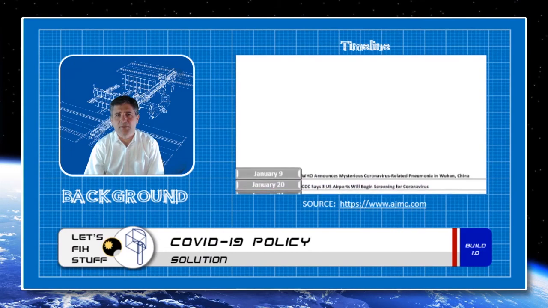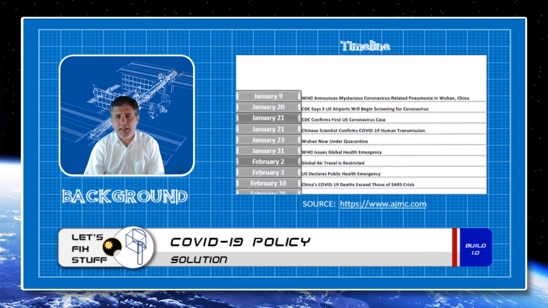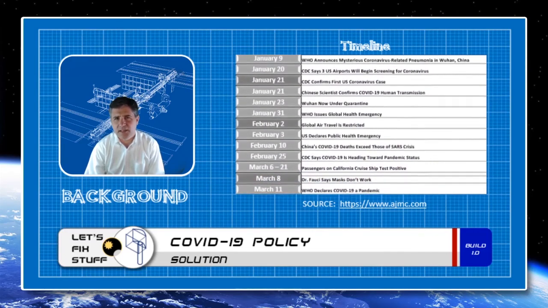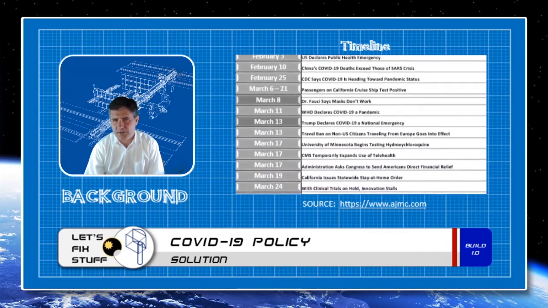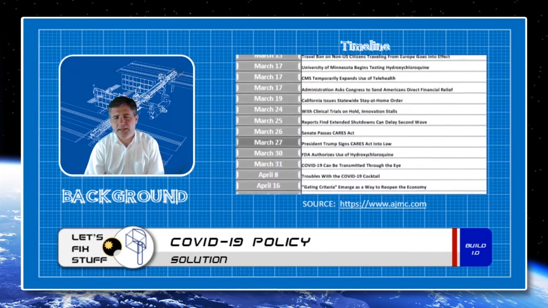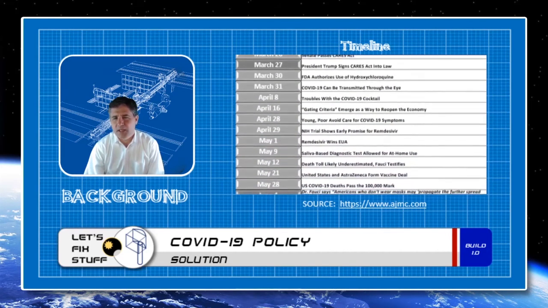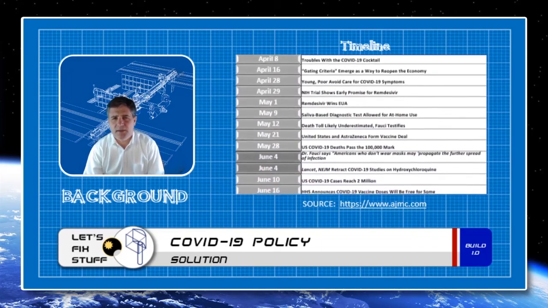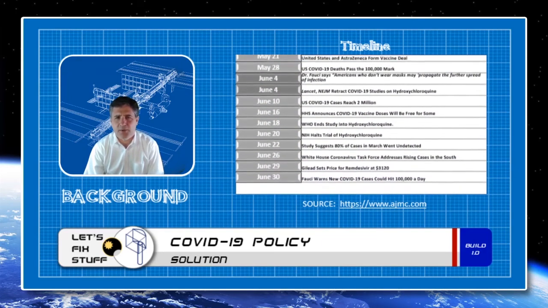So from a timeline perspective, we're going to look at this from a United States perspective. And in the United States, the first case was identified on January 21st. President Trump restricted air travel on February 2nd and identified COVID-19 as a national emergency on March 13th. March 27th, Congress and the President got together and enacted the CARES Act to help with the economic recovery.